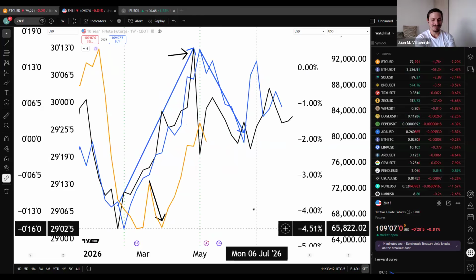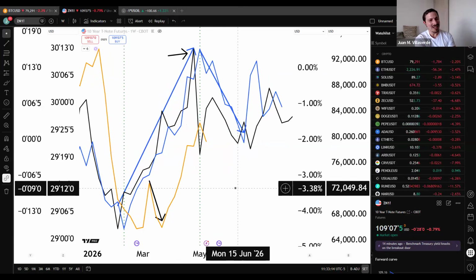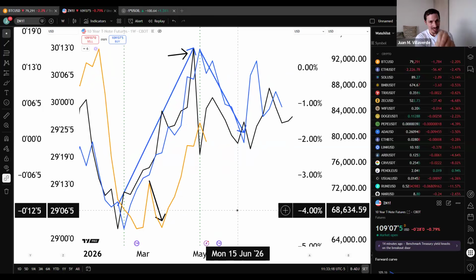I'm not predicting 50K. I'm not even saying it goes below 70K. I'm not even sure it goes below 70K. I think that if you're shorting this, that's not really what my framework is suggesting. My framework is suggesting that this is the correction that confirms that the bear market is over.